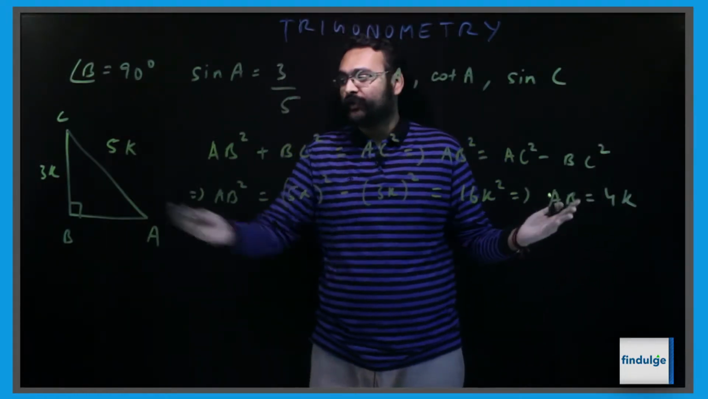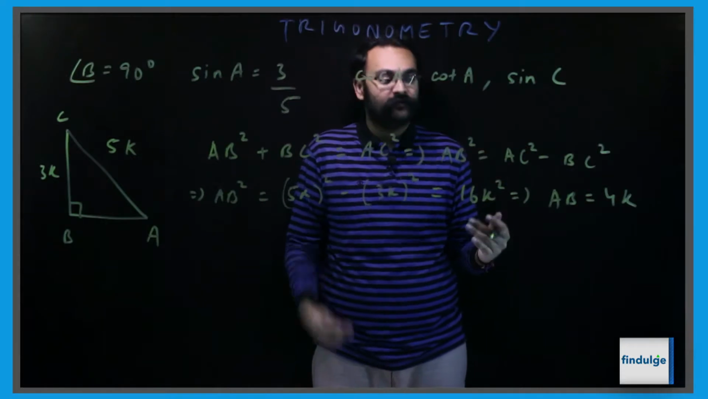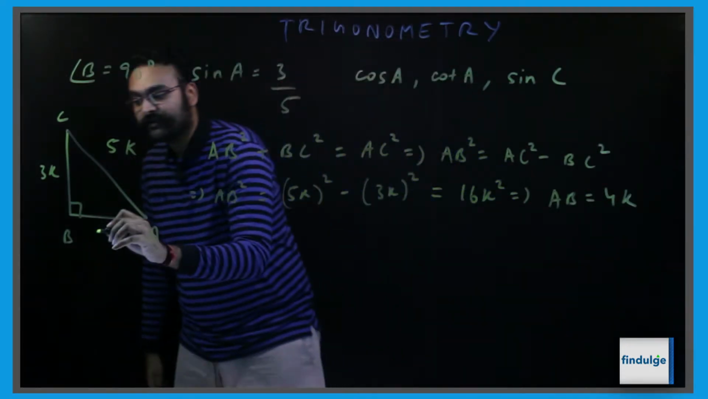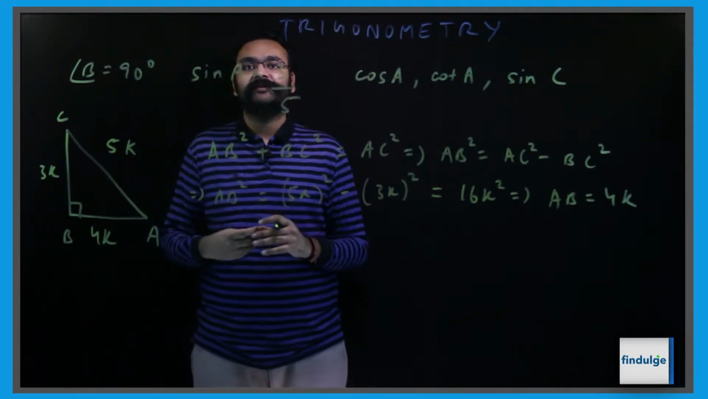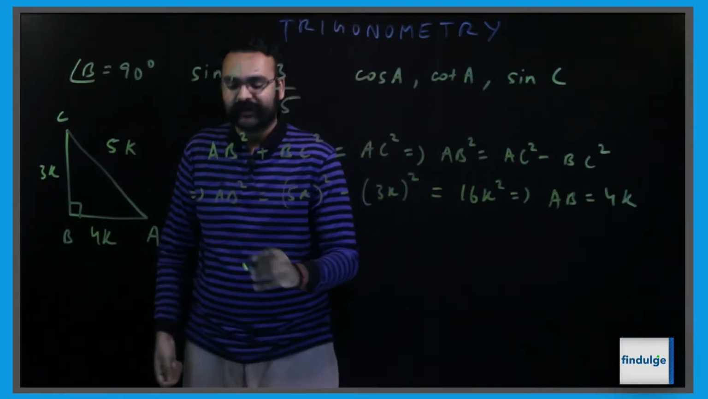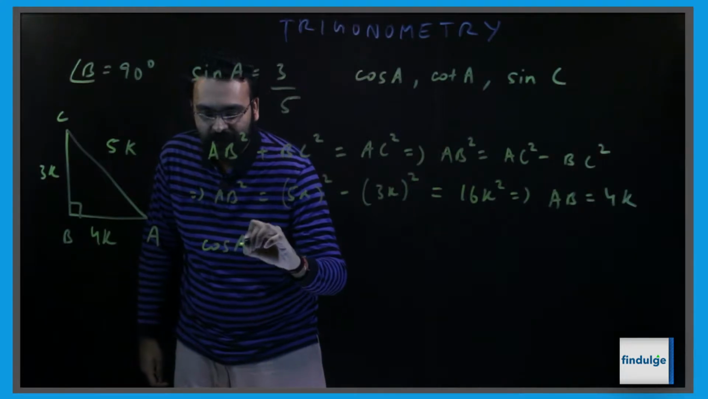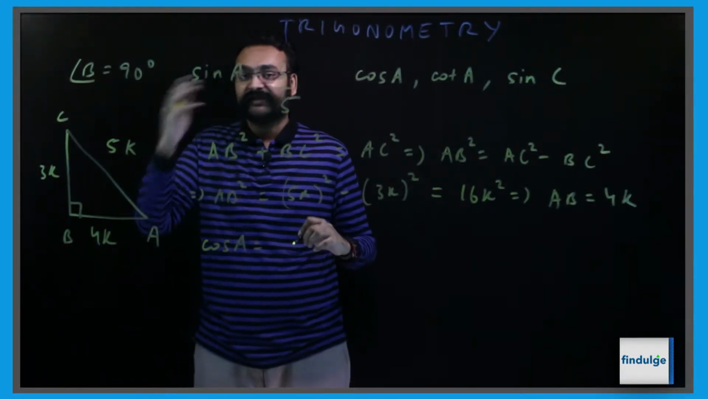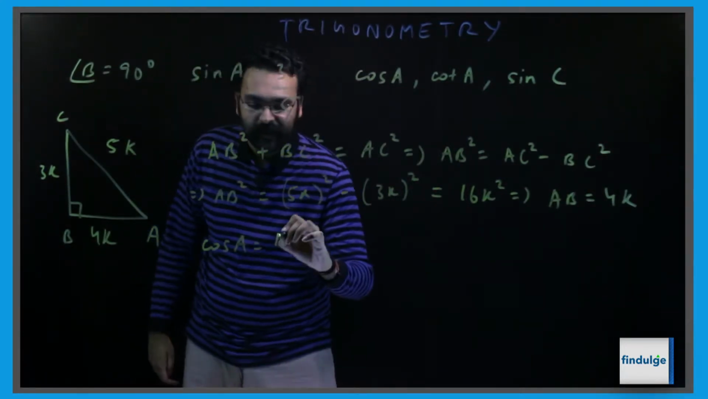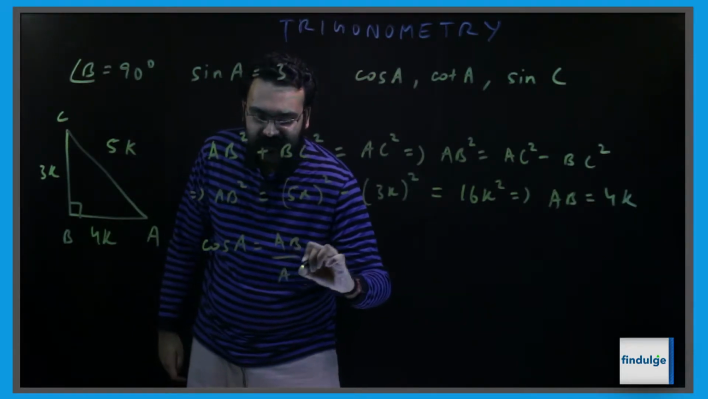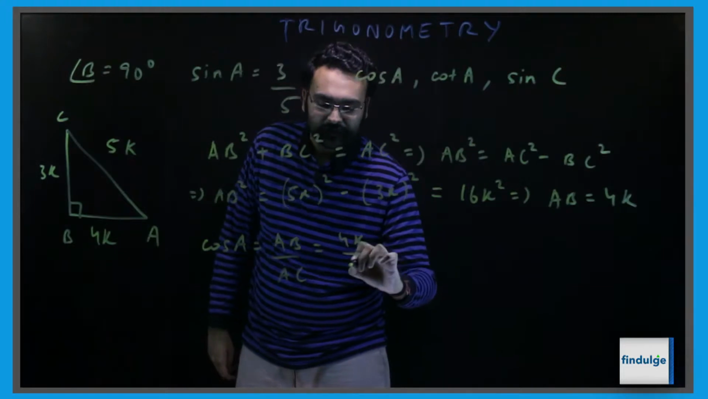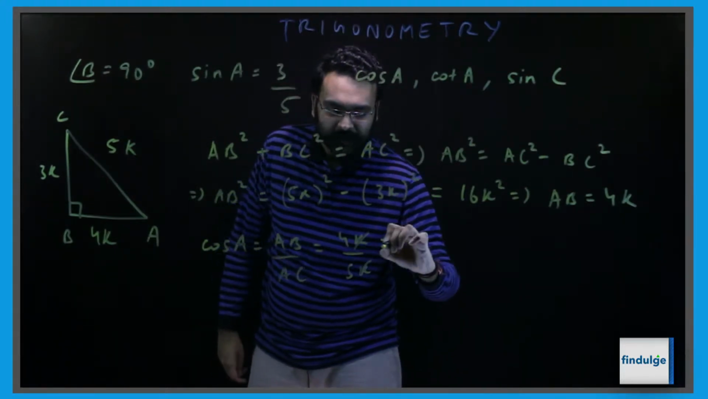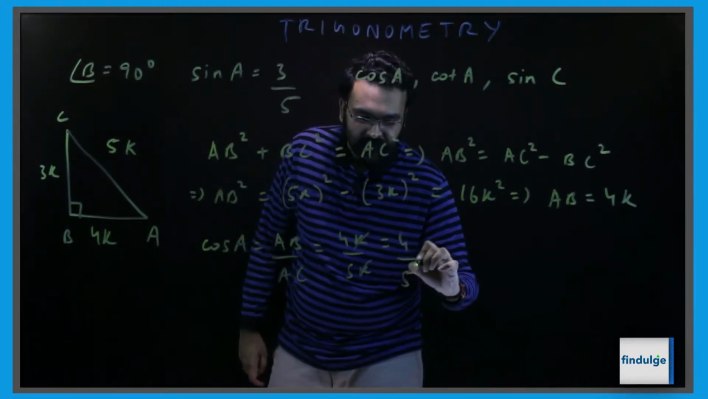Not plus minus because it's a length. How can length ever be negative? So now I know that AB is 4K. So great, I know all three sides of my triangle. Now I'll look at cos A. Cos A is base upon hypotenuse, AB upon AC, which will be equal to 4K upon 5K, nothing but 4 by 5.